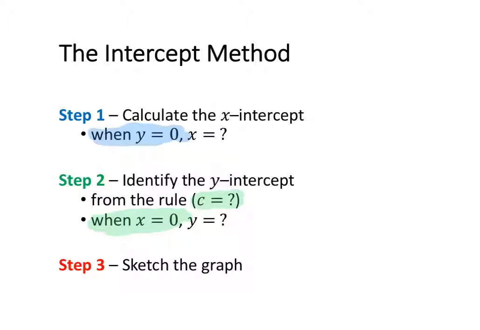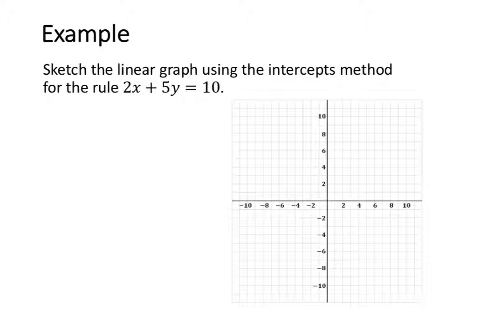Now once we have our x and our y-intercept, our third step is going to be to sketch the graph. And that is done by marking the x and the y-intercepts onto our graph and joining them with a straight line. So let's have a look at an example. In this example, we are going to have a look at how to sketch the rule 2x plus 5y equals 10 onto the Cartesian plane using the intercepts method.